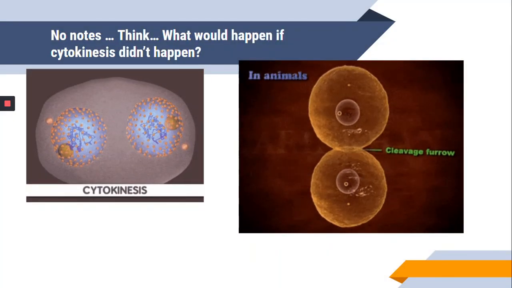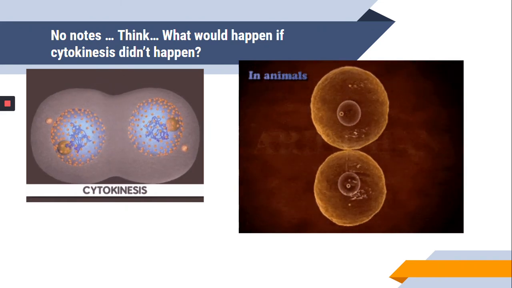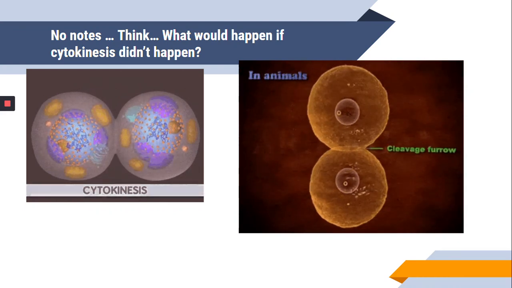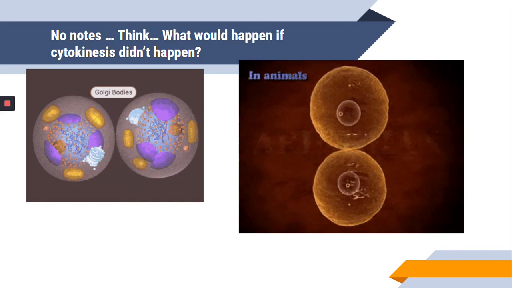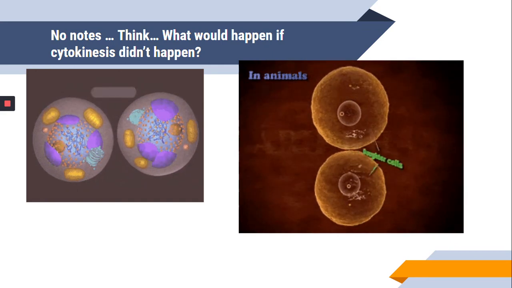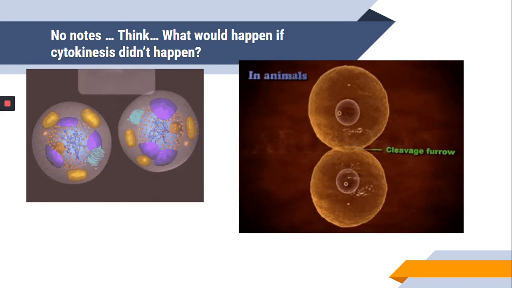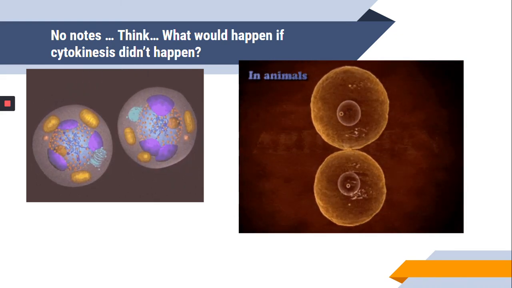What would happen if cytokinesis didn't happen? So cytokinesis is supposed to happen at the end. What if it didn't happen? What if we didn't get two daughter cells like that? What if the cytoplasm didn't separate? Okay, well, we wouldn't get two cells. And then the cells probably wouldn't function properly, which means those cells would not survive.